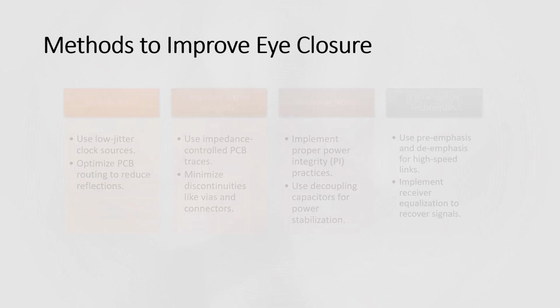Now let us see the methods to improve the eye closure. If you see a bad eye diagram, don't worry. There are ways to fix it. You can use equalization, pre-emphasis, and improve your layout or control your impedance better or reduce crosstalk. A lot of times it's about balancing these things. The goal is to open an eye as much as possible. Now let us see few of the methods to improve the eye closure.